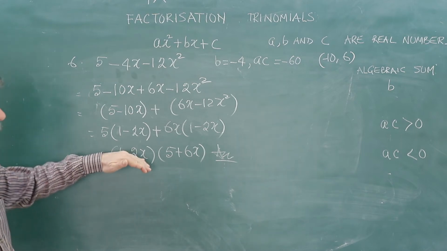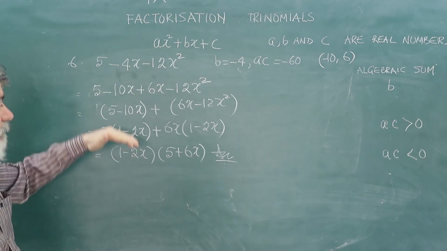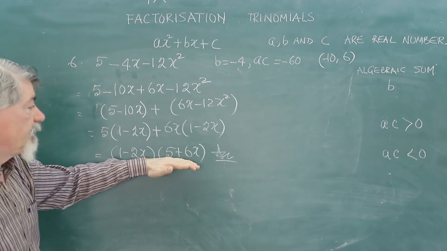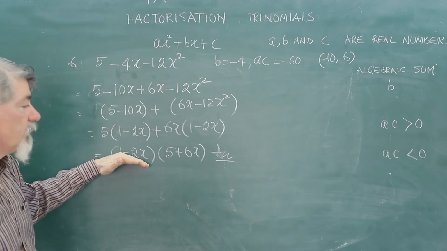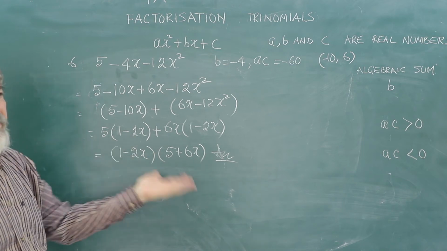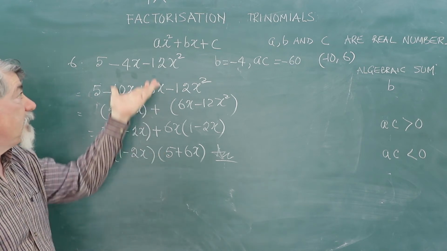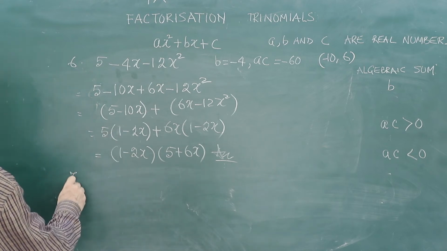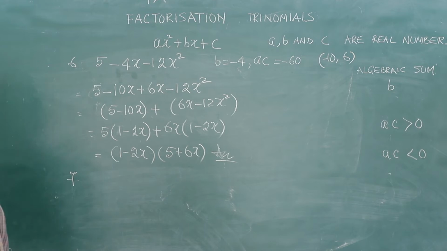Again, you can do the same thing. If you divide this expression by 5 plus 6x, you'll get the quotient as 1 minus 2x and the remainder 0. That means these are the factors of this. Now let us see question number 7.